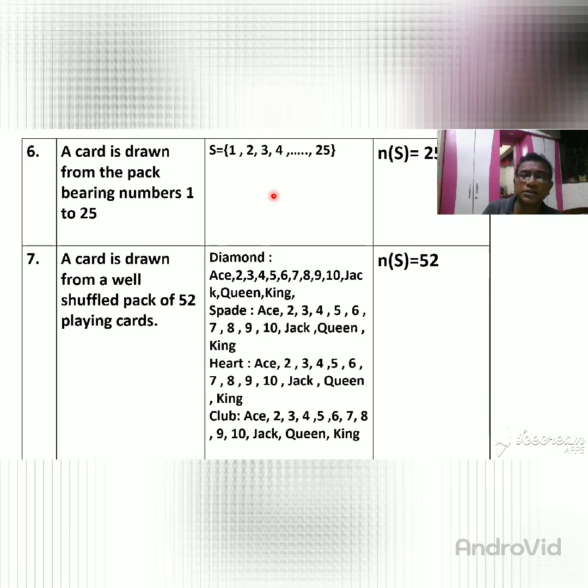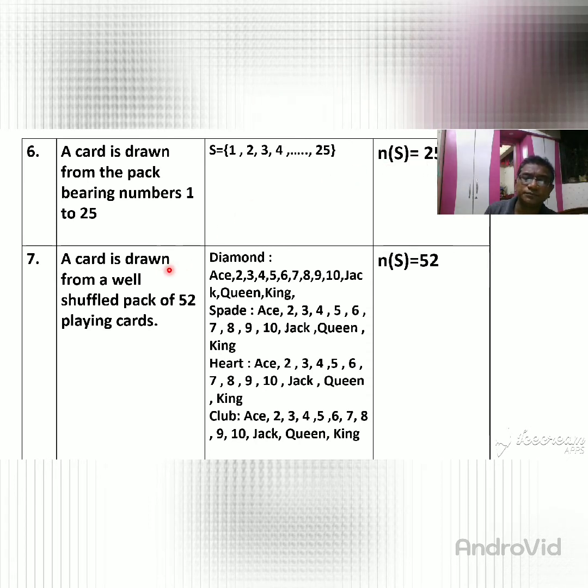So here write the sample space as the numbers 1 to 25. You don't write all the numbers 1 to 25 here. You write it this way: 1, 2, 3, dash, 25. Don't waste your time writing up to 25 numbers. It is not necessary to write that. Then the number of S is equal to 25.